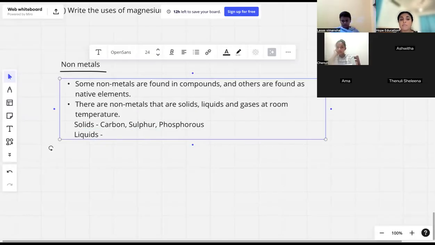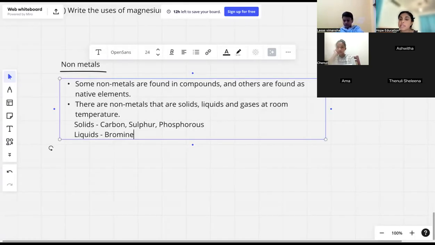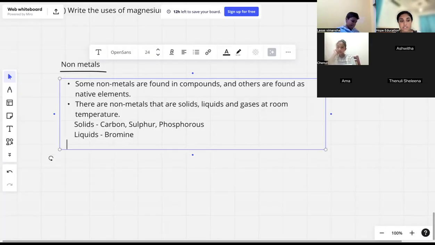Then some non-metals are liquids at room temperature. An example is bromine. Bromine is not in our first 20 elements, right? We are only learning about the first 20 elements. So within the first 20 elements, bromine is not there. But in the bigger periodic table, bromine is there. It's a non-metal and it's a liquid at room temperature.